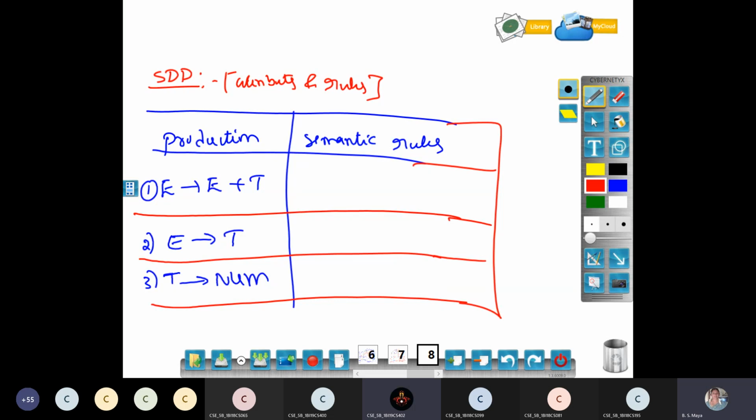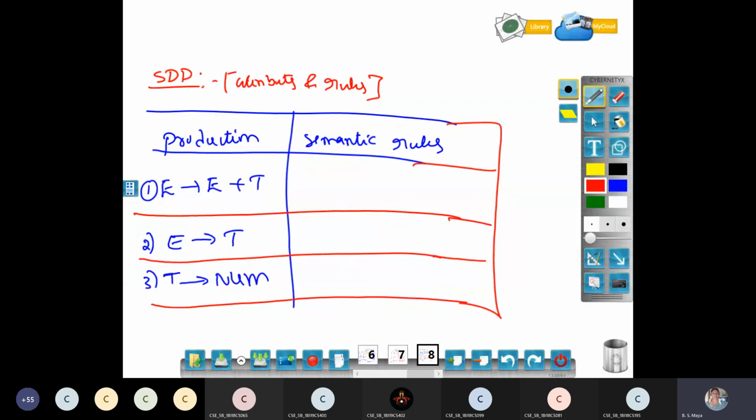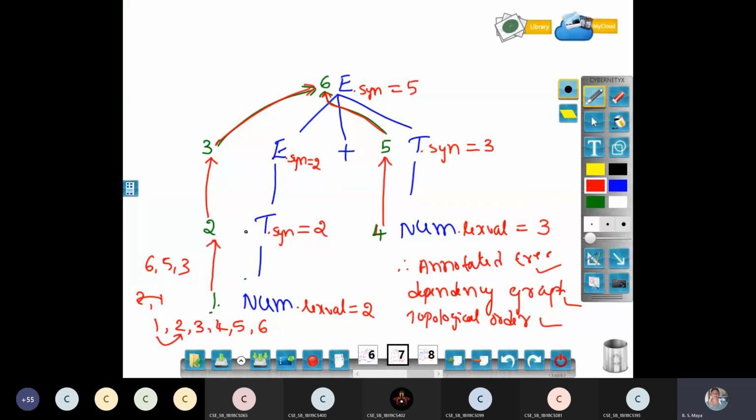The table is over. Okay. You look at your diagram. What is the last one? Always you start from the last one. T derives number. What is the T value? Check the diagram. What is the T value?